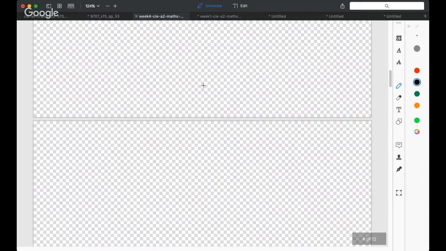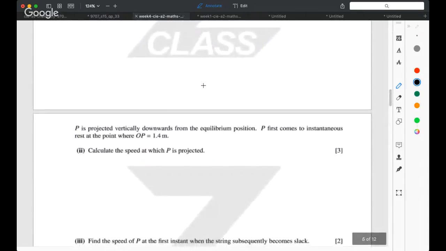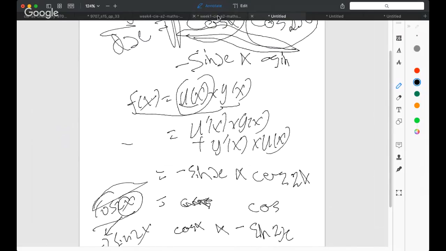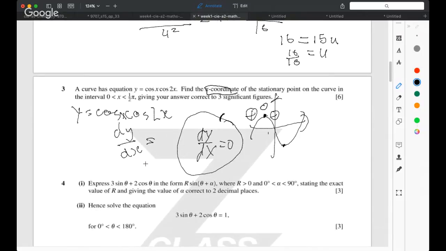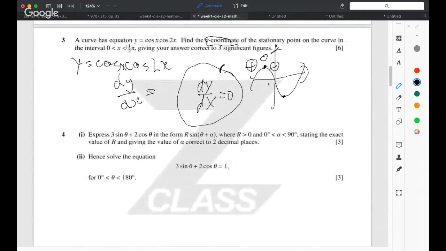The next one. The next paper. Okay. Yeah, so basically for question 3, to find the stationary point you need to find when the differentiation of y is 0, and then you just solve that equation. Yeah, so question 4.